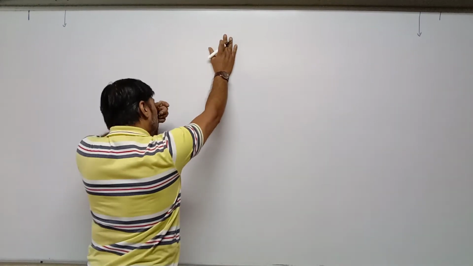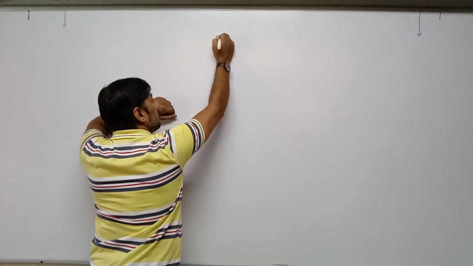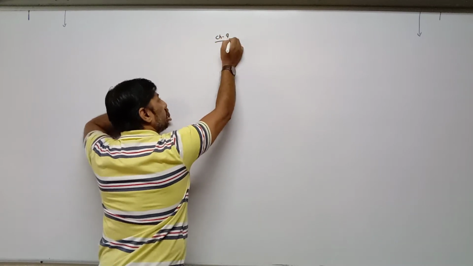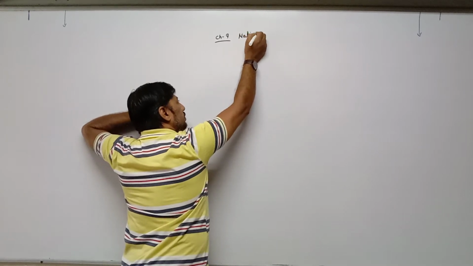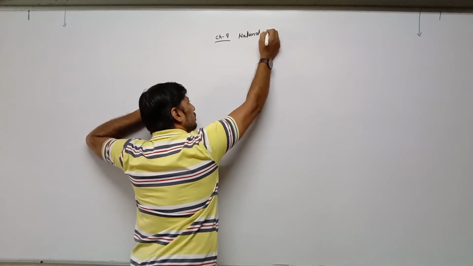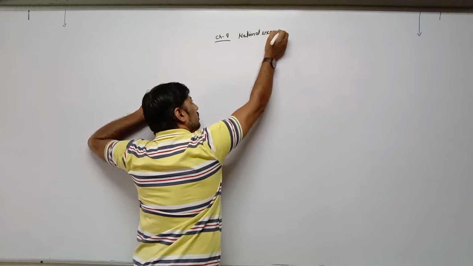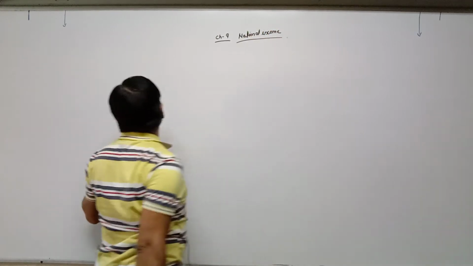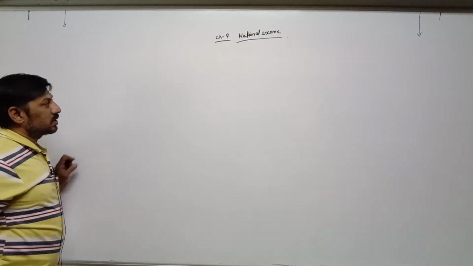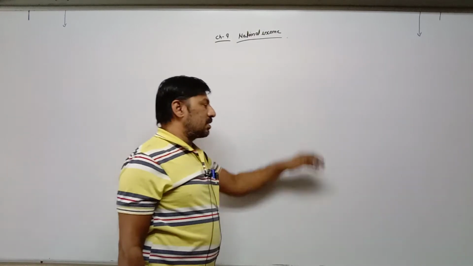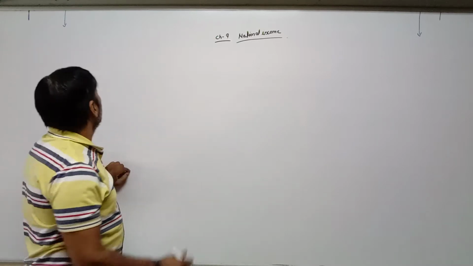Before starting a new topic in economics, again the same chapter number 9, national income. Before starting the new topic, first of all, once again try to understand the three different methods for calculating national income.